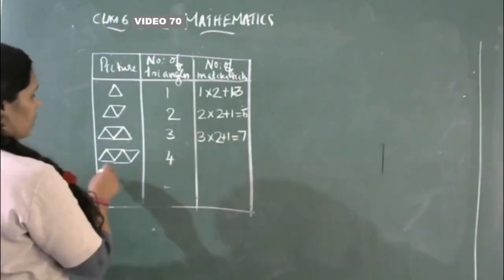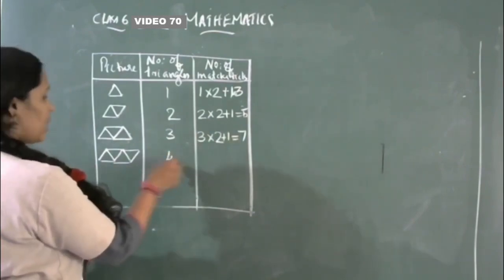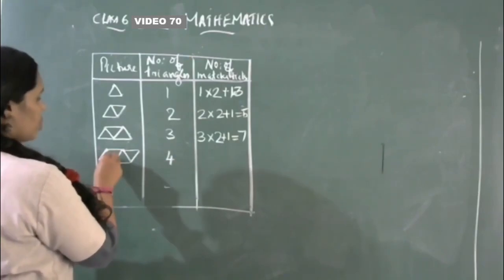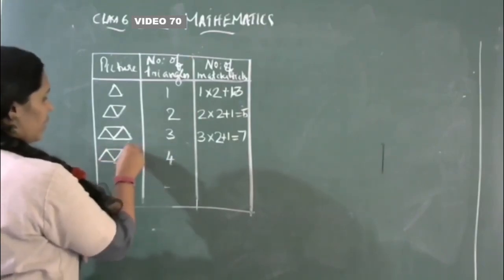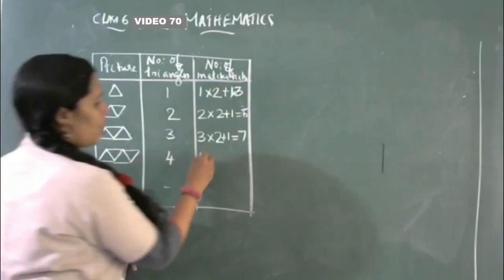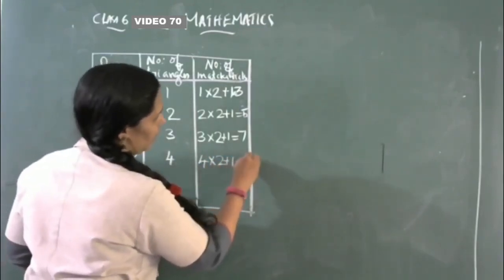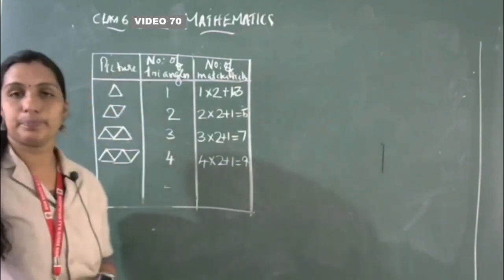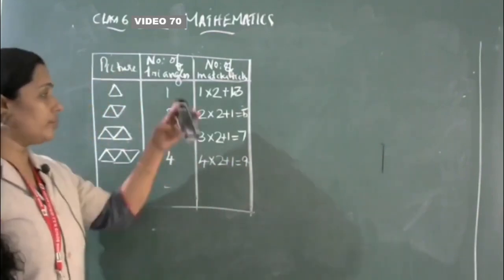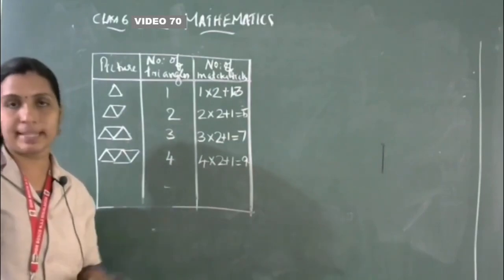And the fourth case, for getting 4 triangles, how many matchsticks are needed? 1, 2, 3, 4, 5, 6, 7, 8, 9. How are you getting this? 4 into 2 plus 1 is equal to 9. Okay, so we have completed the first question, that is completing the table.